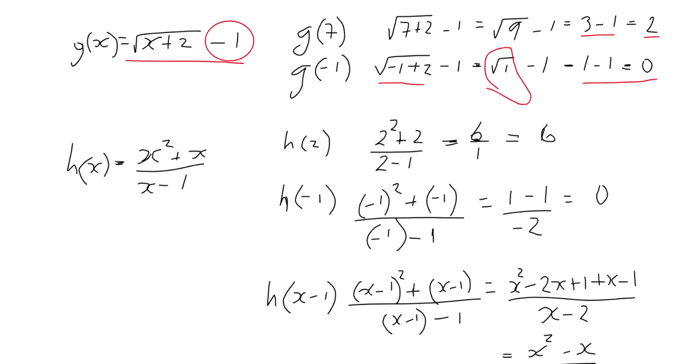So here we have h of x. H of x is equal to x squared plus x over x minus 1. So here we have h of x when the value is 2. This one is not that hard. You just simply square the 2, then you add a 2. The square of 2 is 4 plus 2 is 6, then 2 minus 1, which is the denominator. And then that becomes 6 once you solve.